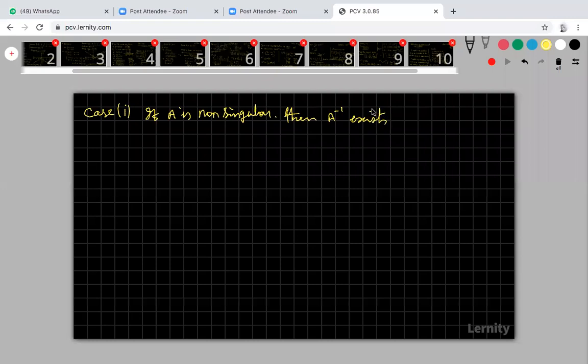Okay, if A is invertible, then A inverse exists. Okay, then what is the purpose? What is the use? So look at that.